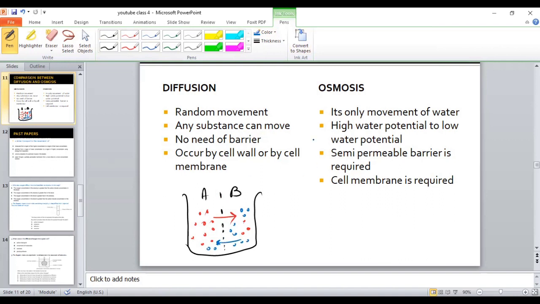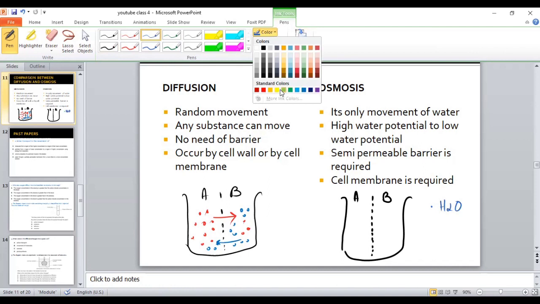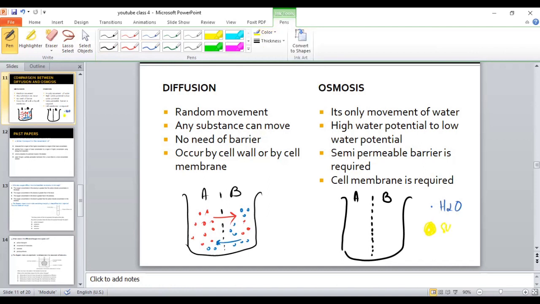So it is the random movement of substances. Any substance can move. But here the concept is a little bit different. Let's suppose this is the semi-permeable barrier, this is region A and this is region B. By blue color I am showing water, and by yellow color I am showing sugar. Now you can observe the size of the sugar, and the size of the semi-permeable layer.